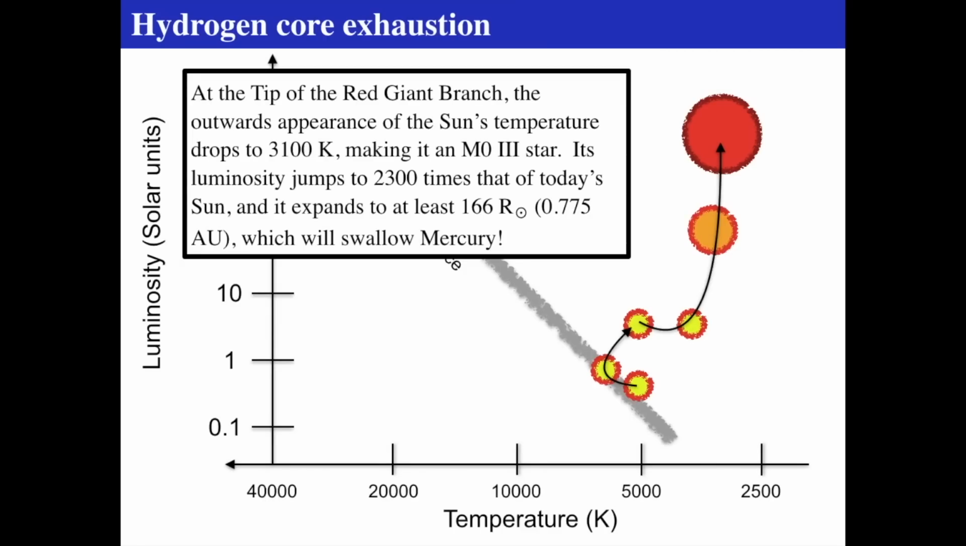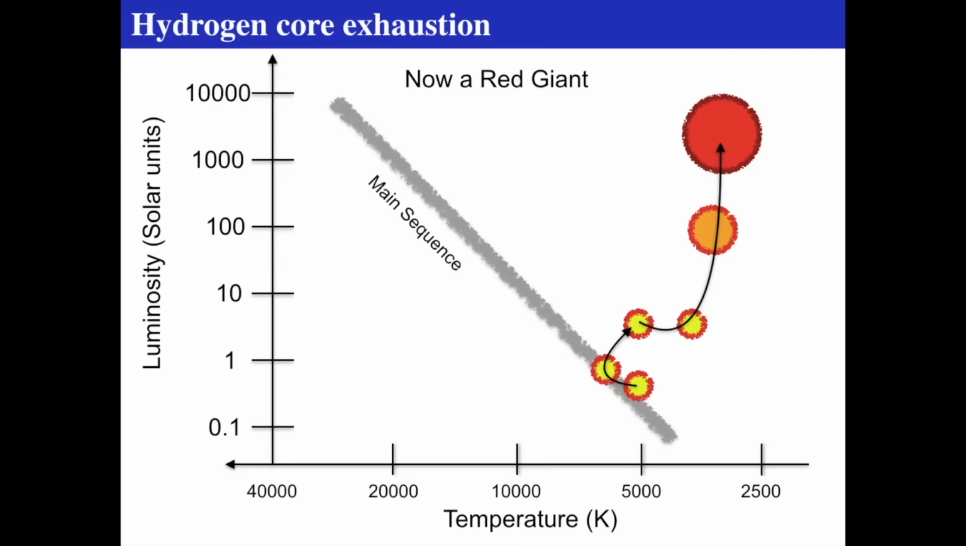It's a giant star, and the temperature has dropped to well about 3,000 Kelvin, about half its current temperature. But the luminosity is now almost 2,000 times that, and the radius is almost 200 times its current radius. And that's big. That's about 3/4 of an AU. That'll swallow Mercury. That'll swallow Venus. That'll be the end of that. So that's a big, big, big star. Red giants are big things. So now the sun is a red giant at this late stage in its life.